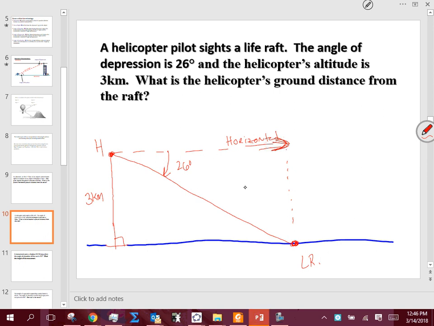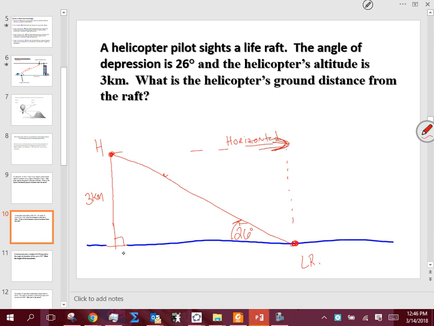Now, we have essentially two triangles here, right? I know stuff about this top triangle, but I don't like dealing with it. I like dealing with this bottom triangle. I put myself in the life raft, looking up at the helicopter. What should be my angle of elevation if I'm in the life raft? 26 degrees. It's that alternate interior angle aspect that allows us to transfer that value. So that's what I'm going to look at. So I would have that right triangle. Is that okay with everybody?